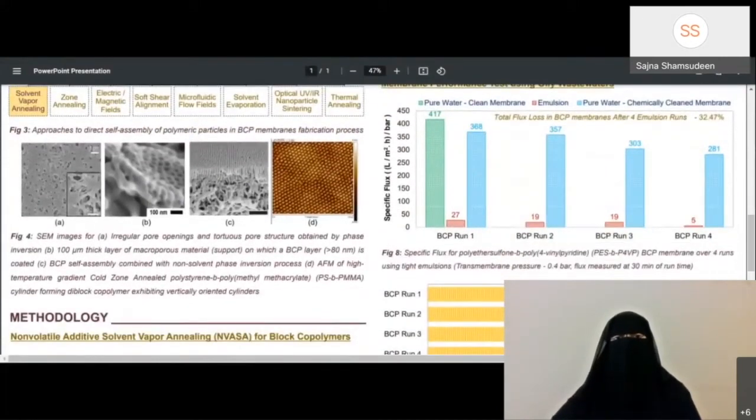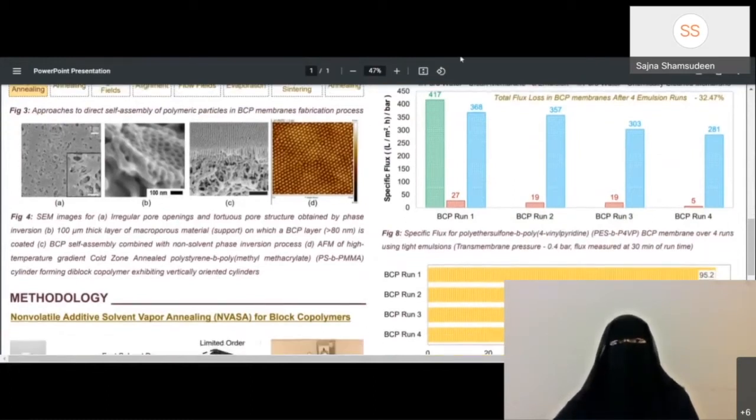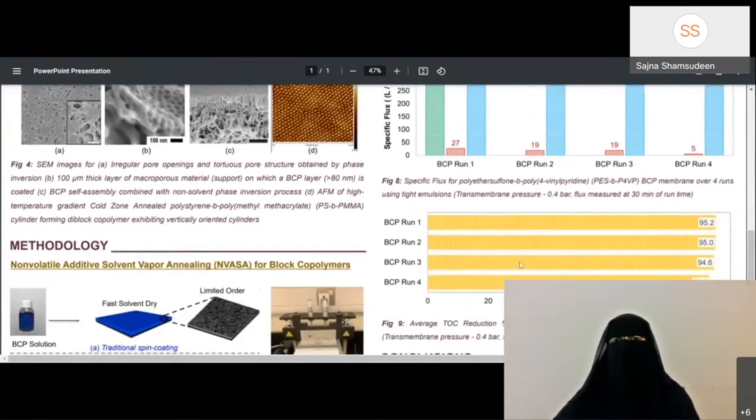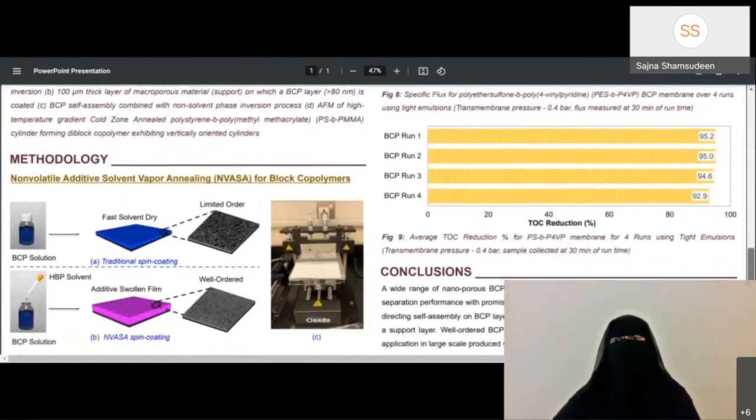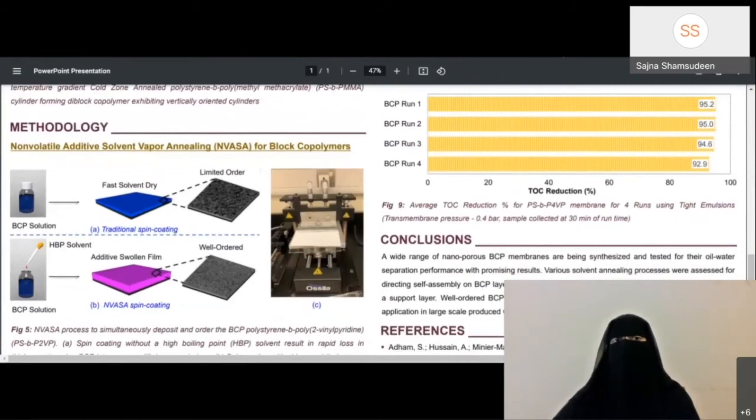For instance, for one of the BCP membranes prepared by the solvent annealing method, a steady decline in the specific flux was observed over 4 consecutive filtration runs. However, a high TOC rejection was also recorded for the permeates of the 4 runs, all of them exceeding 90%.